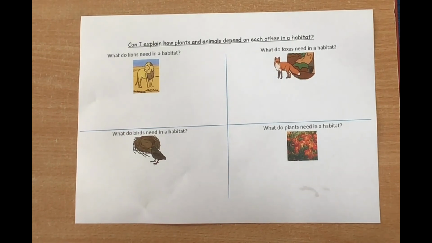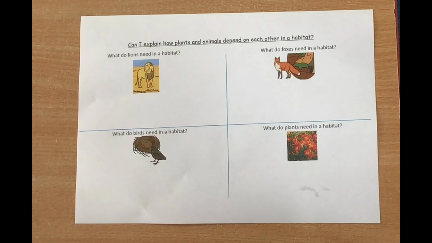So now what I'd like you to do for your activity, Year 2, is to take this sheet here. The title is, Can I Explain How Plants and Animals Depend on Each Other in a Habitat? You'll see that we have 4 different living things.